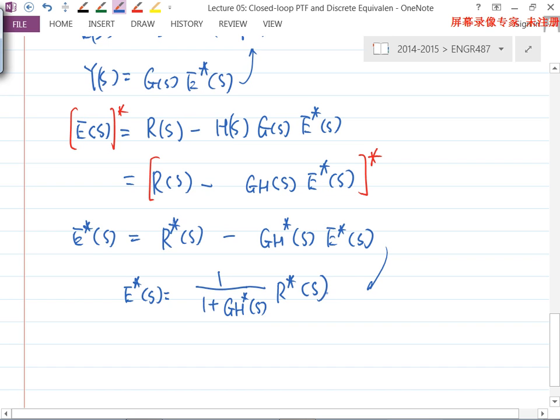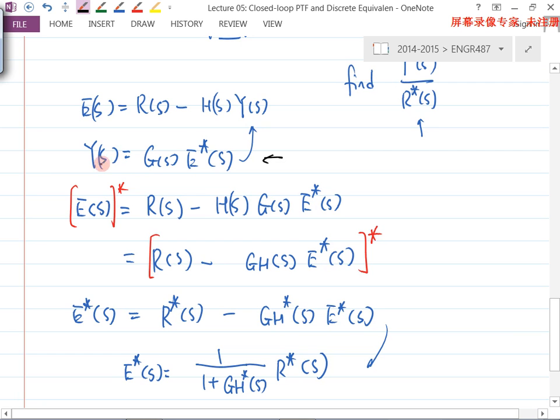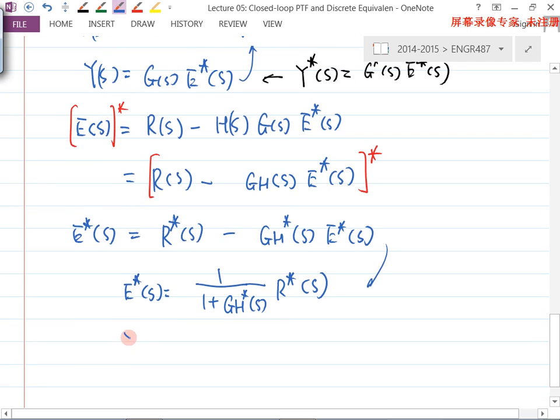So now the next step I'm going to do is, from this expression here, I have R star now, right? But I haven't got my Y star yet. So at this expression here, I'll take the star operation of both sides, and I'm gonna get what? Is that good? So let me write down that expression down here.